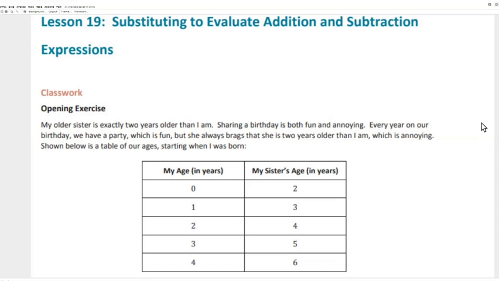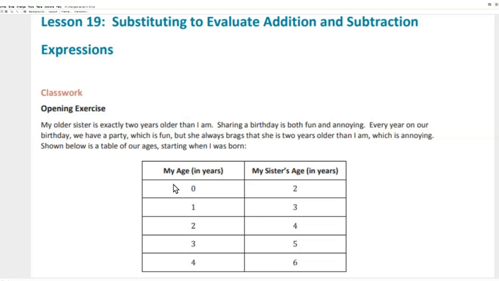If we look at the instructions, the paragraph here says, my sister is exactly 2 years older than I am. Sharing a birthday is both fun and annoying. So they were born on the exact same day, just 2 years apart. Every year on our birthday, we have a party, which is fun, but she always brags that she is 2 years older than I am, which is annoying. Shown below is a table of our ages starting from when we were born.